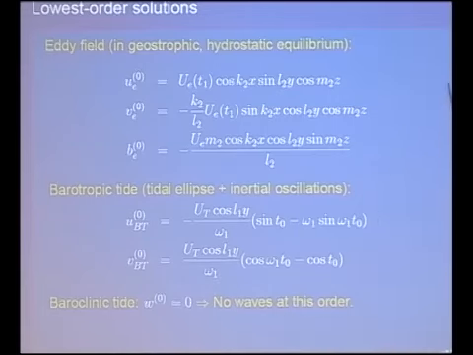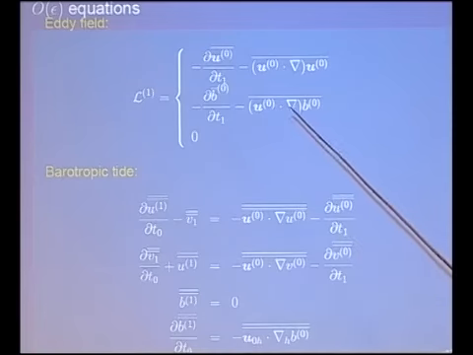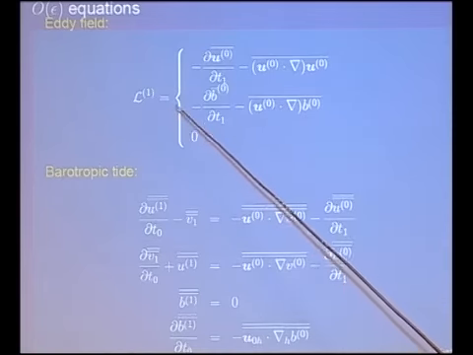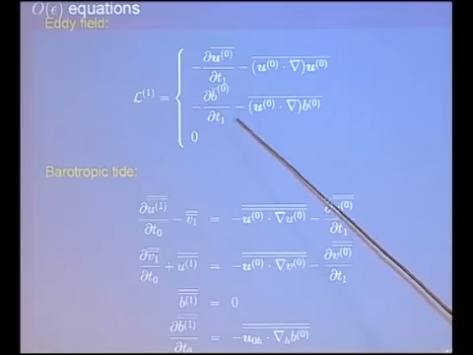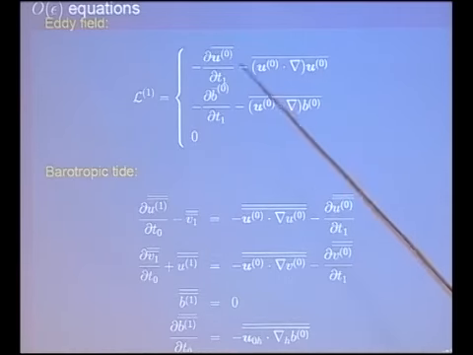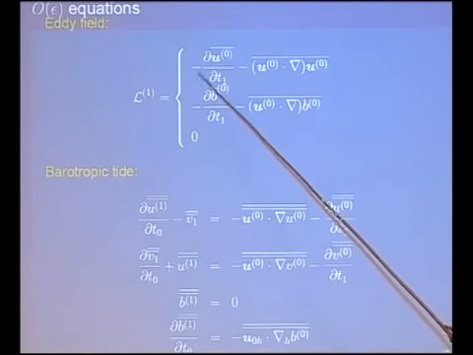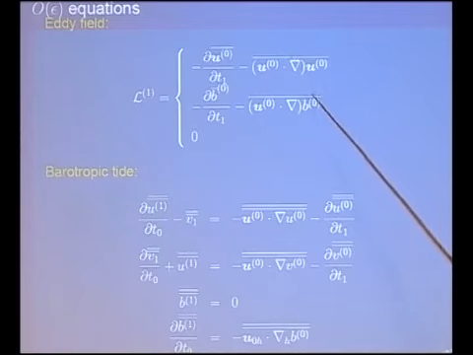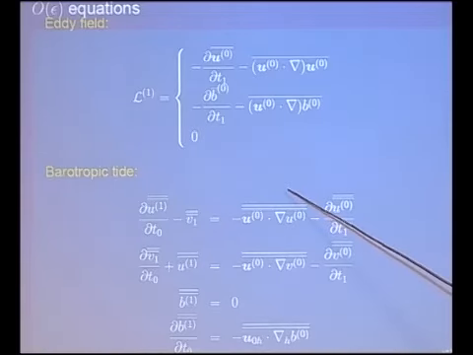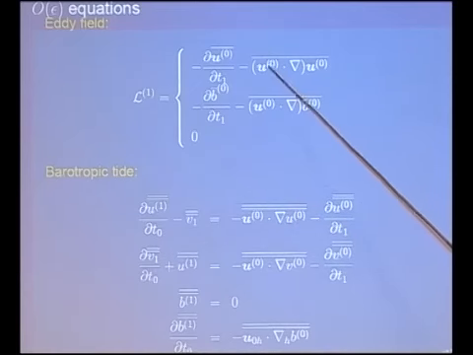And because the baroclinic tide obeys a homogeneous linear wave equation, and with zero initial conditions, there can be no waves at this order. Okay, so when we go on to the order epsilon equations, the operator on the left is the same as for the order one solutions, but now we have forcing due to these terms over here, which represent the variation of the lowest order solutions with the slow time and the advection terms.